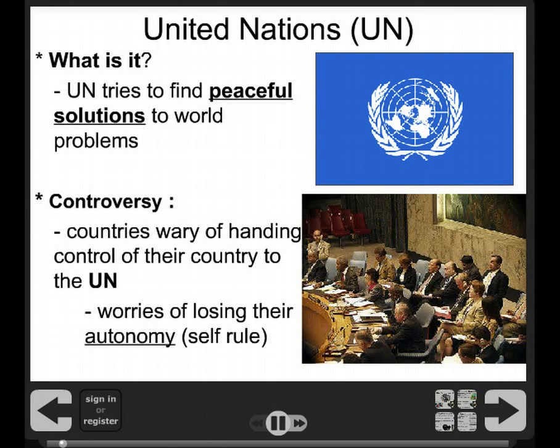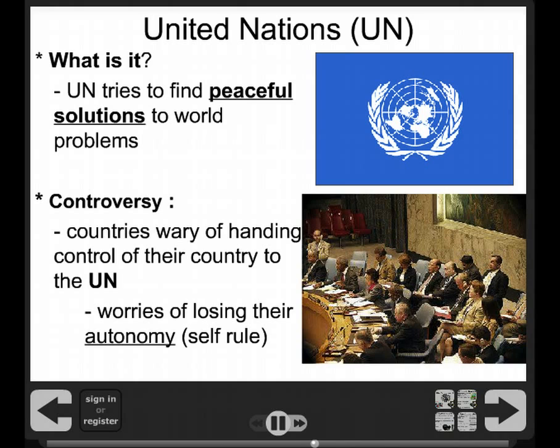The next international organization that's very important, comes up on the HSA almost every single year, is the United Nations. And again, looking at the name, we know that it's talking about a globalized organization. It is a group of over 180 countries that meets to try and find peaceful solutions to the world's problems. Whether they're wars or natural disasters, the UN tries to get all the nations of the world together to try to find a peaceful solution to these problems.